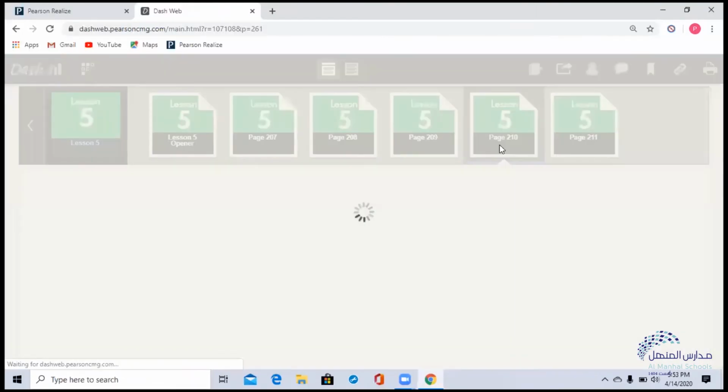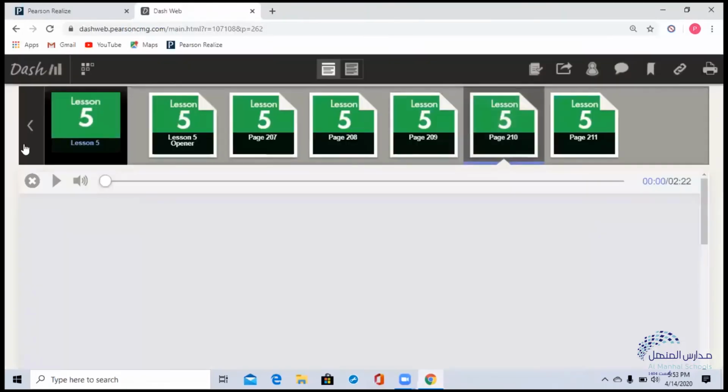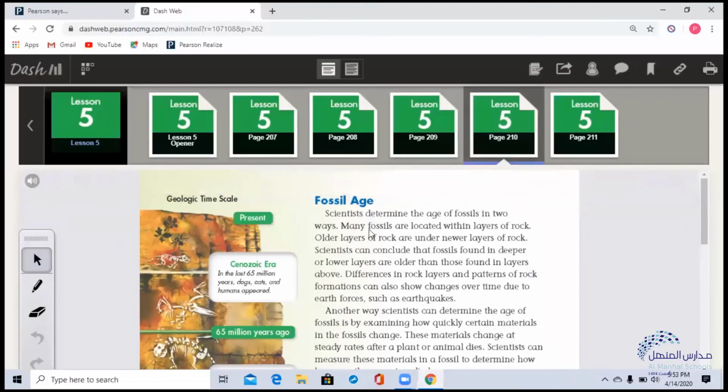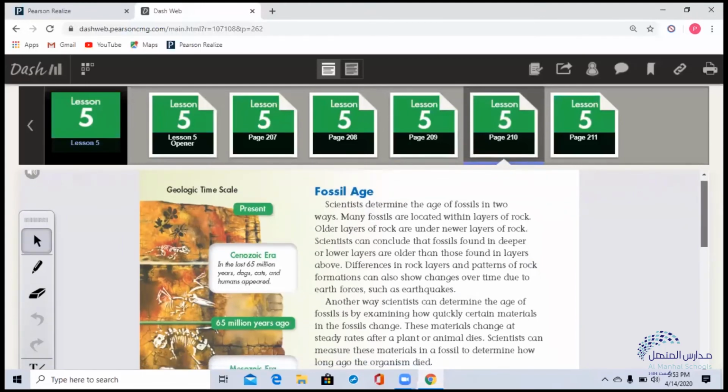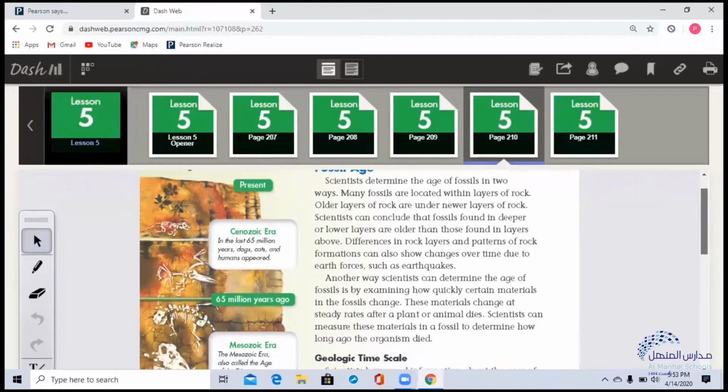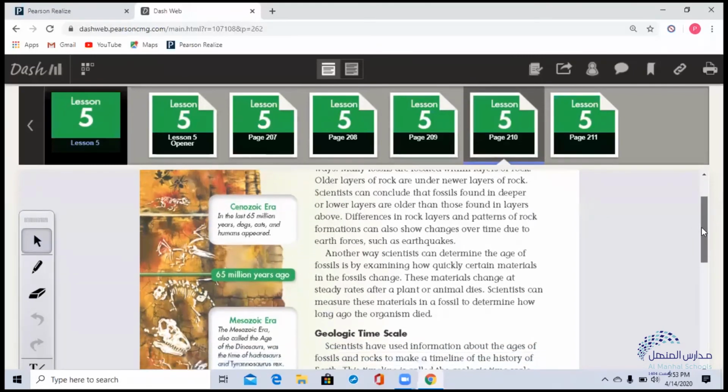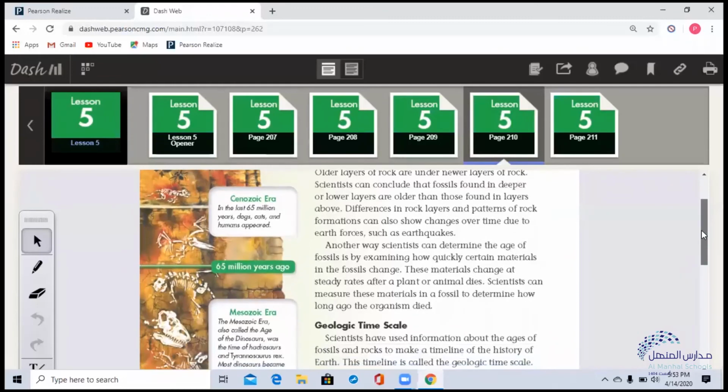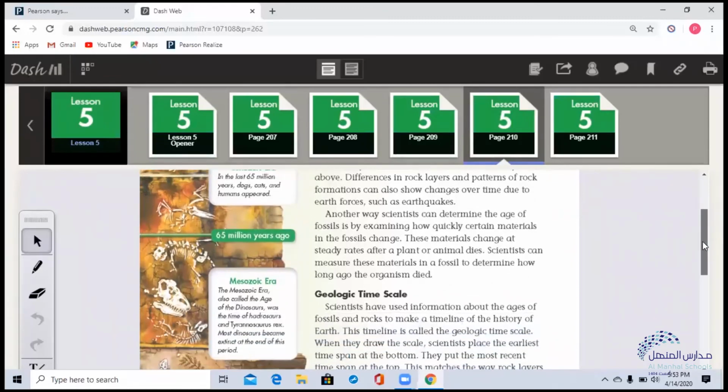If we look on page number 210, we can find the fossils, our age fossil. So if we look at the geologic time scale, each layer of sediment covers the layer before that, which means the deeper that you go, the older a fossil will be.